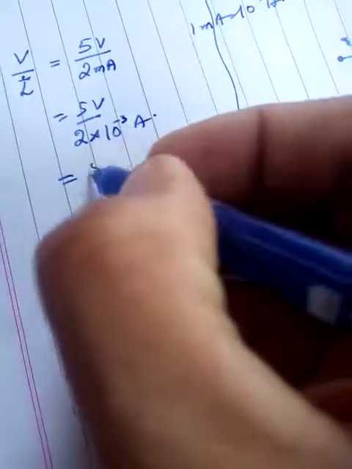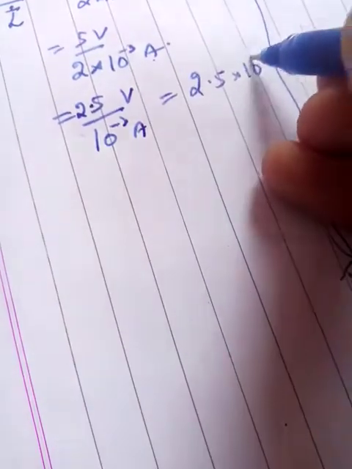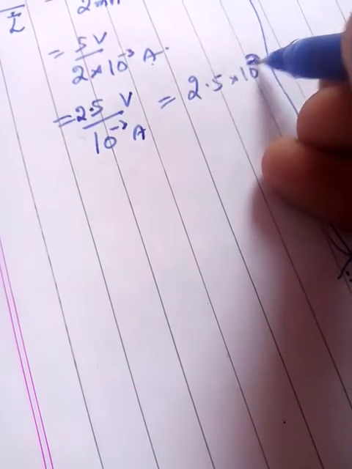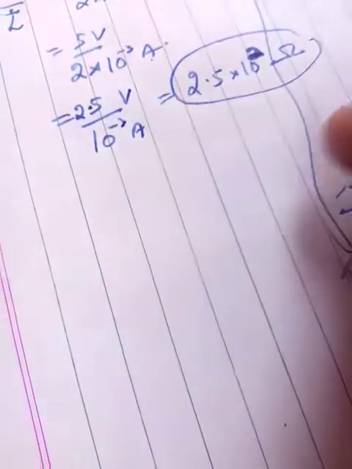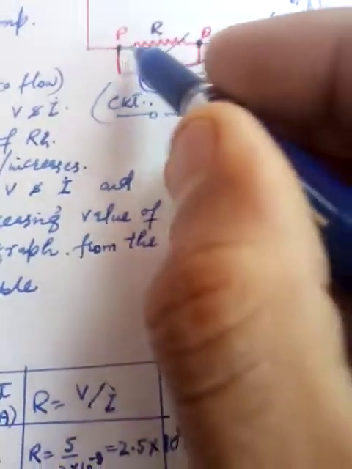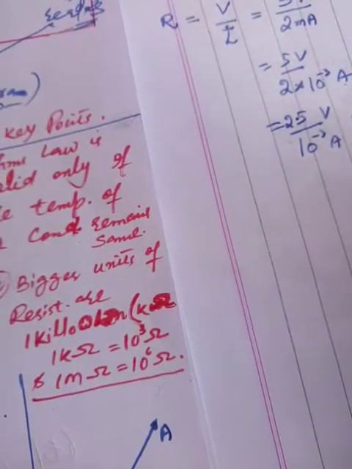So it becomes 5 volt divided by 2 into 10 raised to the power minus 3 ampere. 5 divided by 2 is equal to 2.5, divided by 10 raised to the power minus 3. The unit is volt per ampere, and the result is 2.5 into 10 raised to the power minus 3 with the reciprocal becoming 10 raised to the power 3 volt by ampere, which is known as ohm. So the resistance of this wire PQ at that time is 2.5 into 10 raised to the power 3 ohm.